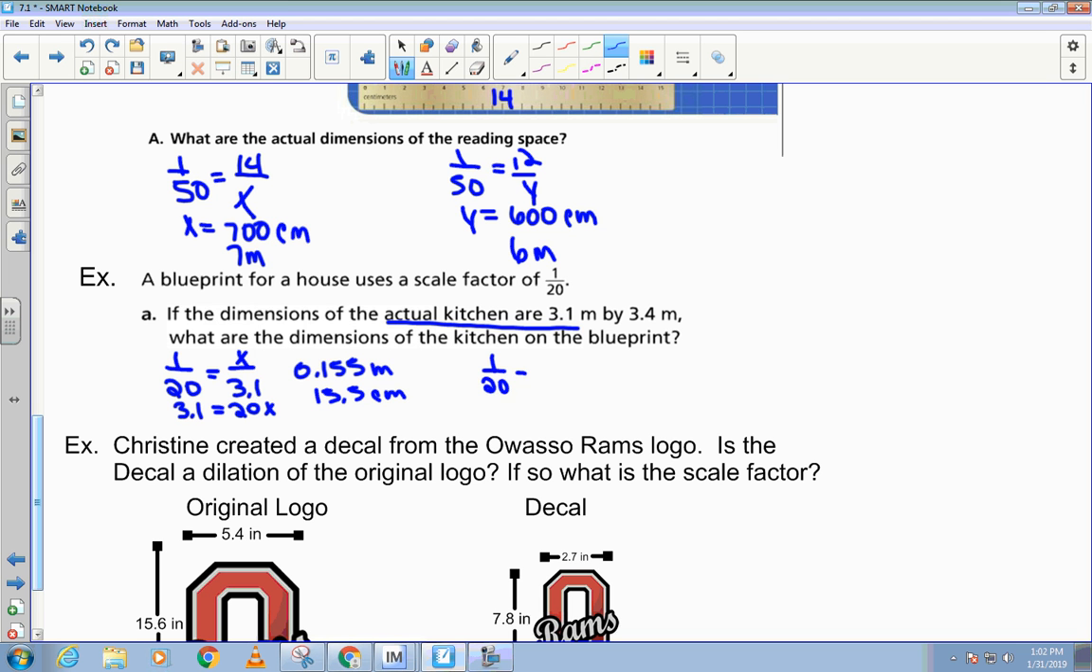Okay, so then we would do the same thing for the other dimension. 1 is to 20 as y is to 3.4. We end up with 3.4 equals 20y, which is 0.17 meters, which is what? 17 centimeters.